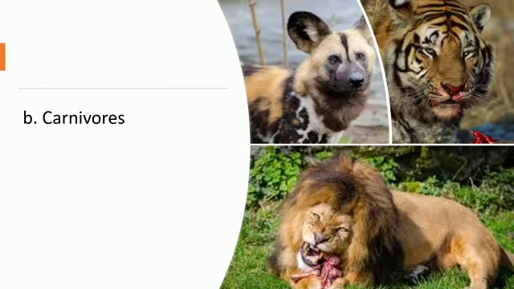Carnivores. Carnivores are the animals that eat other animals for nutrition and energy. They are indirectly dependent on plants for food. Example, animals that feed on herbivores are called predators. Animals that feed on insects are called insectivores.